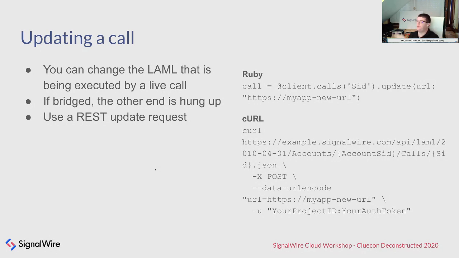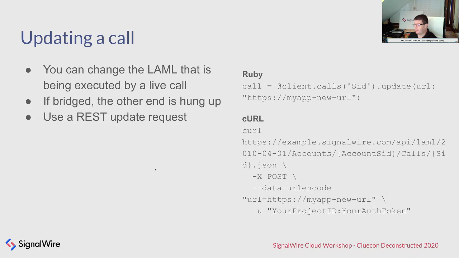Call SID, as you notice, is posted in every single status callback that you get during the life cycle. So you just get a hold of it and then update the call using an HTTP REST request. In that way, you can just have the call go to this new, different URL.